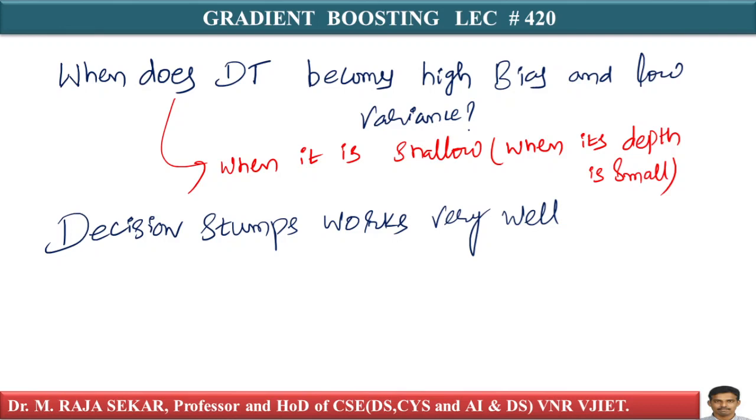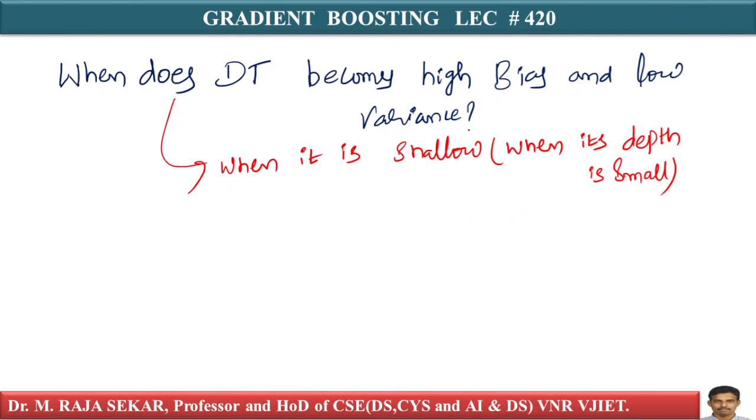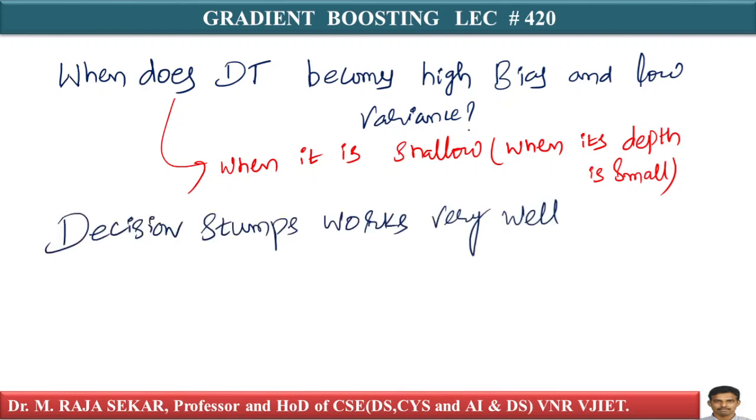training the model on the pseudo residuals, isn't it? We train shallow decision trees. Typically we train decision trees of depth 1, 2, 3, 4, 5. I have seen cases of maximum depth 5. A decision tree of depth 1 is called a decision stump. Even decision stumps work very well.